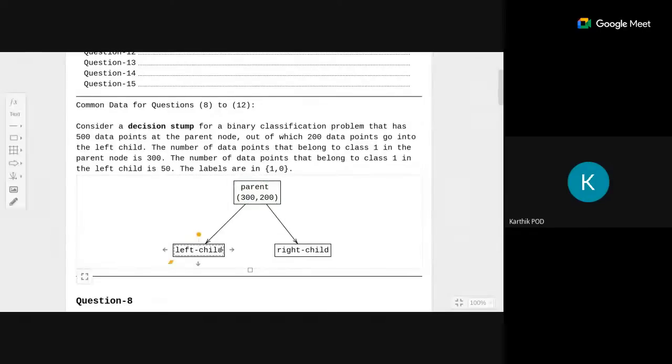Now if you come to the left child, the number of data points that belong to class 1 in the left child is 50, right? And what will be the number of negatives? 150, because you have 200 that go into the left child. So out of 200, 50 are positive. For the right child, you can just compute the remaining: 250 and 50.